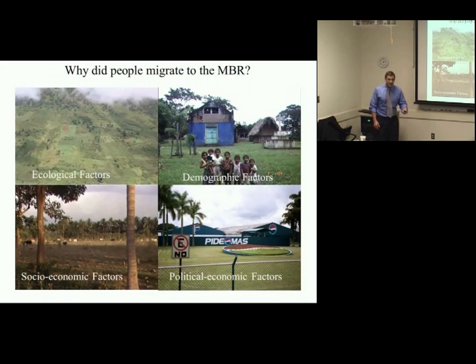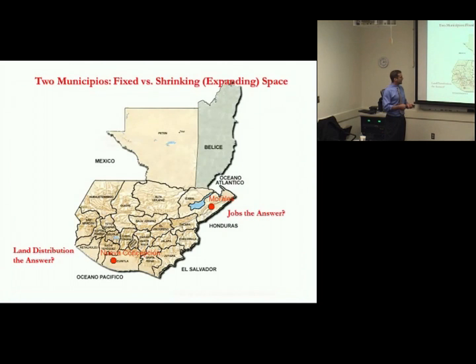But there were also other factors. Outmigrants to the frontier, as opposed to non-migrants or migrants to other areas, tended to be in more hazardous locations ecologically. They tended to be in areas that had experienced a lot of land consolidation. They tended to be poorer, less educated, larger households, and more likely to be indigenous. This is in the southern littoral of Guatemala, which is dominated by sugarcane and large corporations, Pepsi, Coca-Cola. Very little land available there for small farmers.